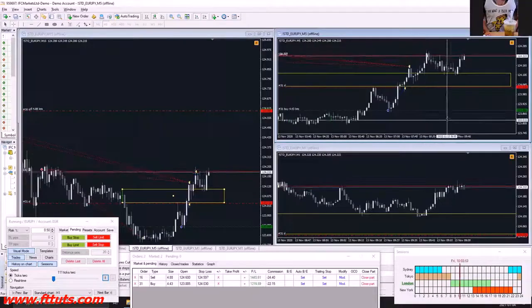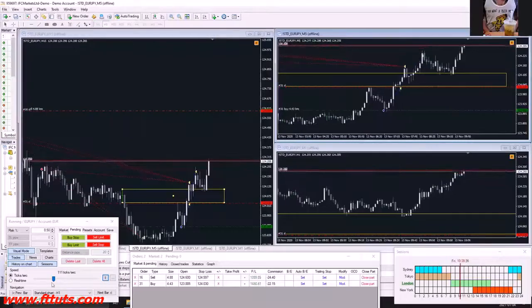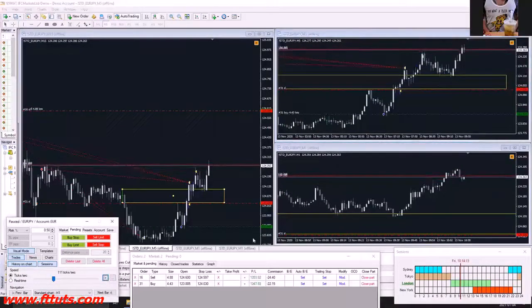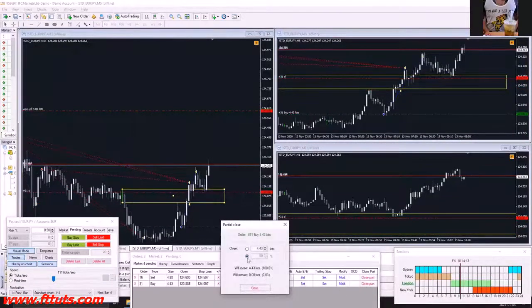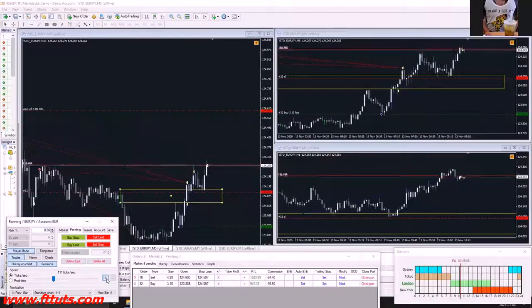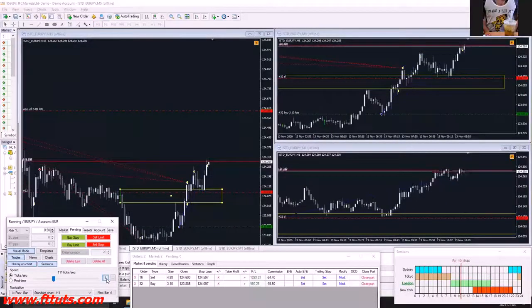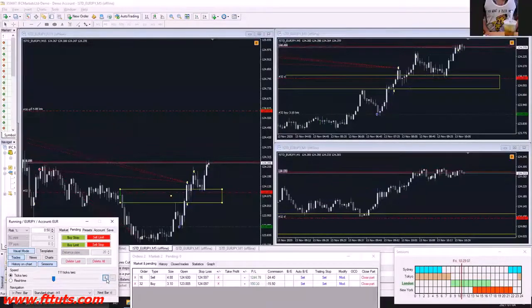Let's see if this breaks the high. Yeah, okay. So I'm going to move my stops again to the previous swing low. I'm going to take a little bit more partials. Still going to leave that original short open, right? Which one? The short? Yeah. Might as well, right?